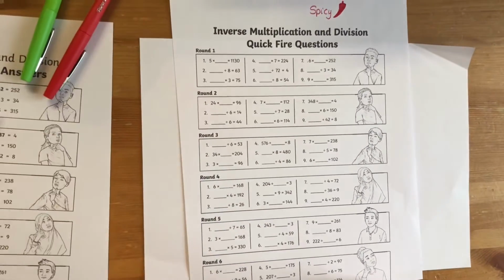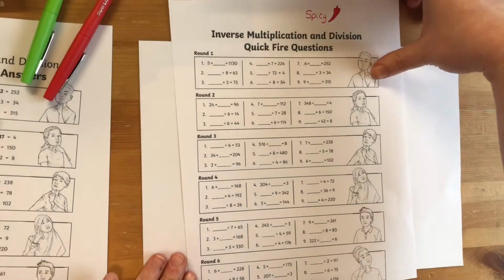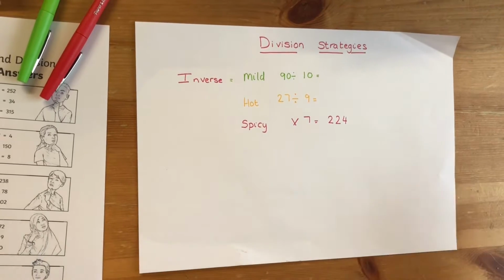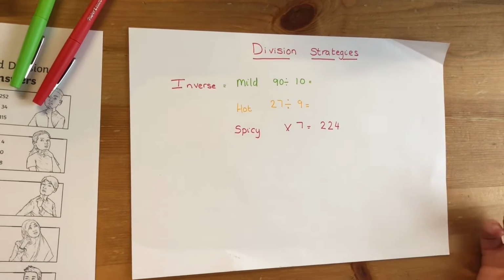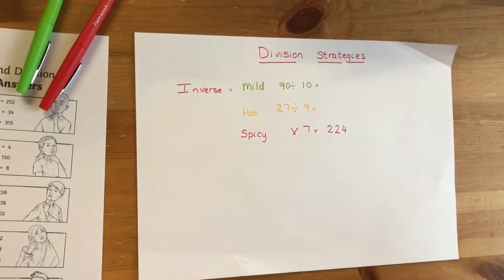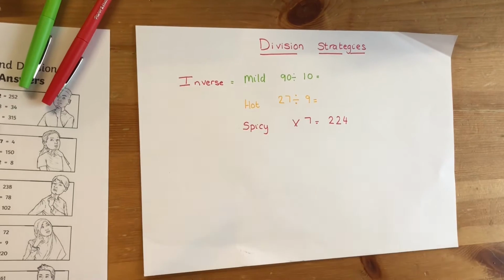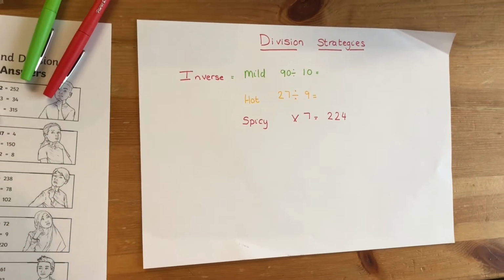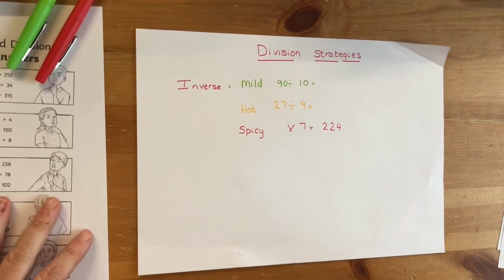Now, some of the strategies that will help you answer these today are remembering that multiplication and division are inverse, which means that they're the opposite of each other. So when we multiply two numbers together, we get a large number. And when we divide that large number by one of the numbers that we've multiplied to create it, we will get the other number, okay?